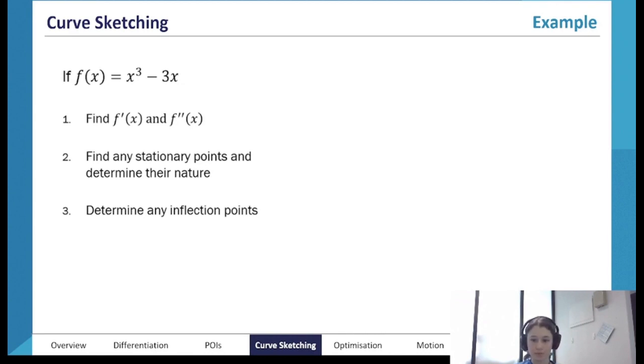So let's get into it. Firstly, we need to find the first derivative and second derivative. Our first derivative is going to be equal to 3x squared, take 3. Our second derivative is going to be equal to 6x. Remember, we're finding the derivative of the first derivative. And now we need to determine any stationary points and their nature.